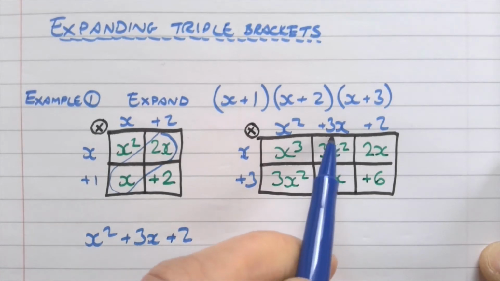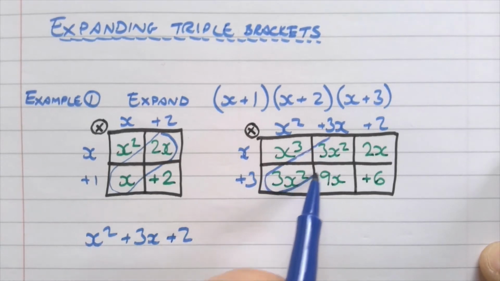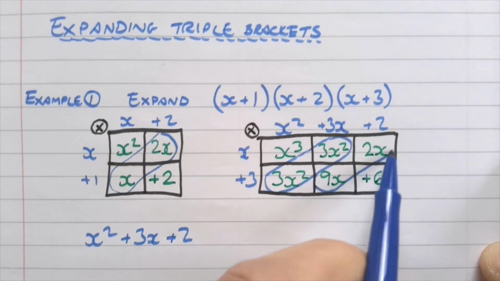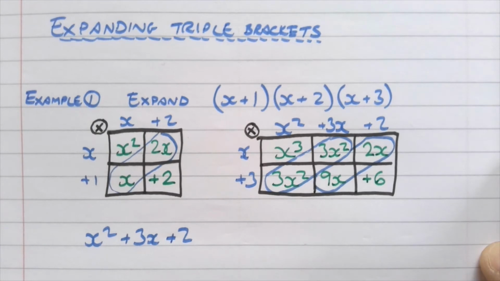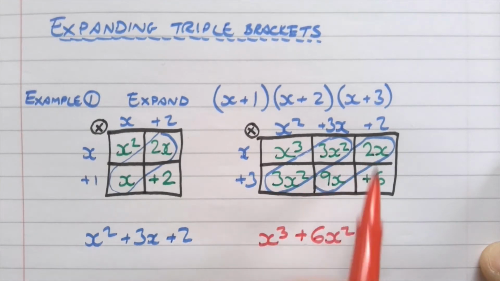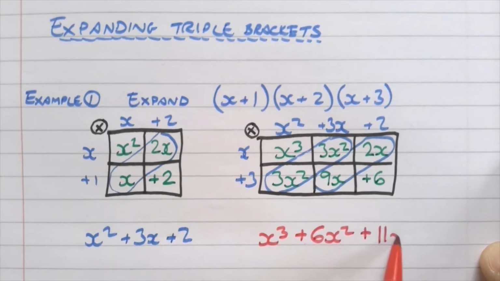So we can collect the x squareds together, so put a bit of a sock around those. And we can collect our x's on their own together. So the final answer is going to be x cubed, 3x squared and 3x squared gives me 6x squared, 9x and 2x is 11x, and 6 on its own, and we're done.